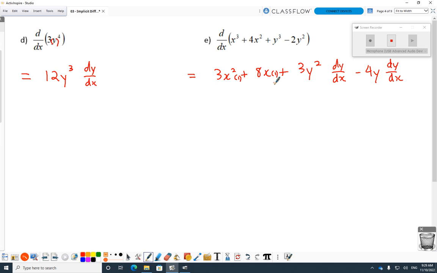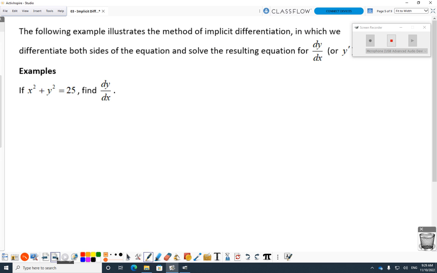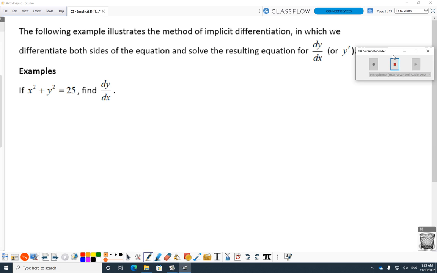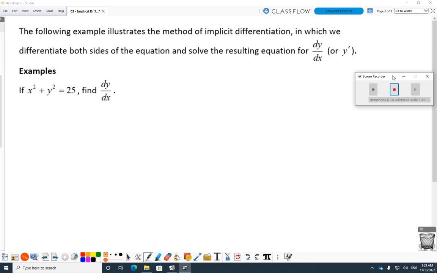Okay, well, back to circles, I think. The following example illustrates the method of implicit differentiation. We differentiate both sides of the equation and solve for the resulting dy dx. Okay, that's explaining what's about to happen. Let me just do it. It says find dy dx.